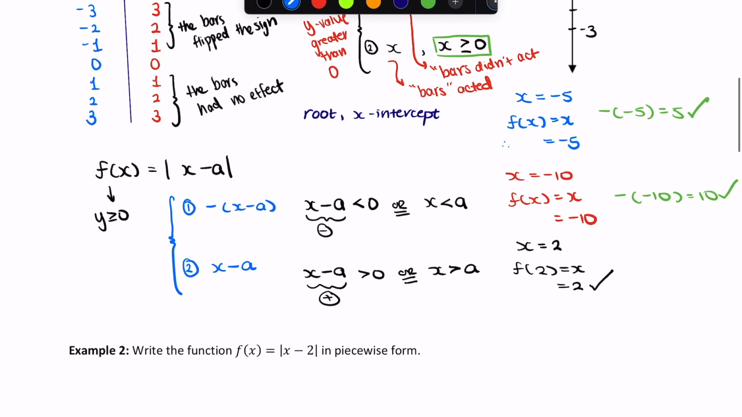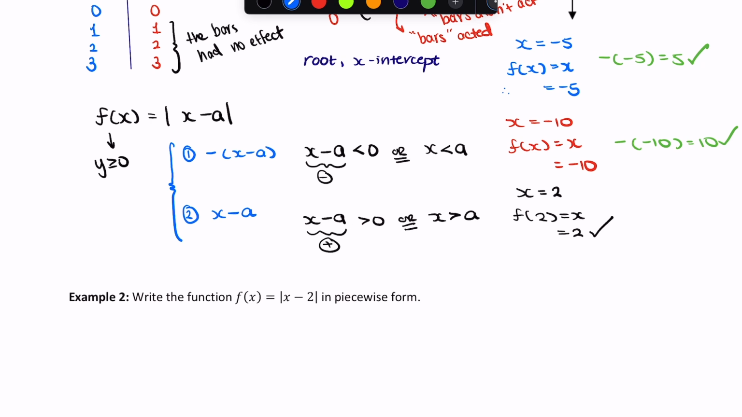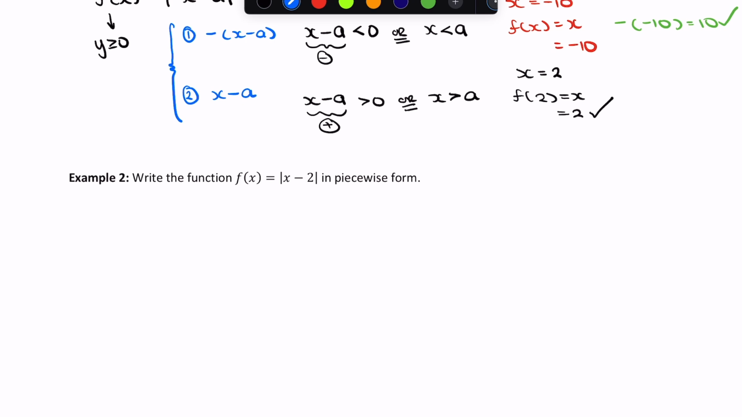So let's take a look at these examples here. It says, write the function f of x is equal to the absolute value of x minus 2 in piecewise form. So let's look at that. There's a few things that we can look at here. The first thing is that we can note that, again, remember there's one branch where the absolute values or the bars actually act on these values. There's another branch where they do not act. And so we have to take a look at that there.